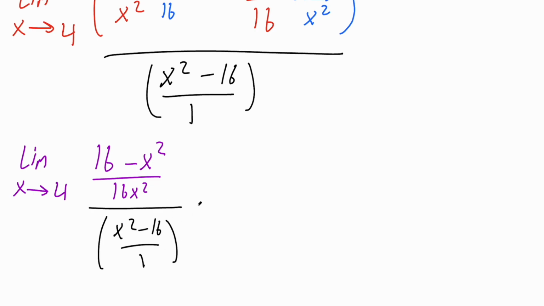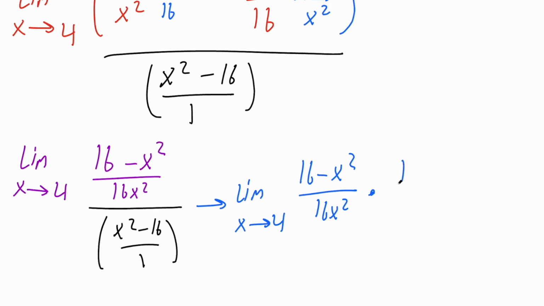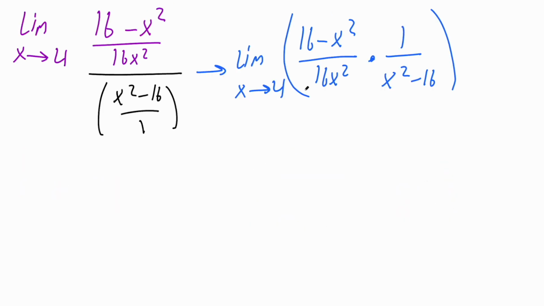And instead of dividing, what we could do instead is multiply, but flip this piece. I'll show you what I mean. We have the limit as x approaches 4, and for the top, we'll have 16 minus x squared divided by 16x squared. But instead of dividing by this piece, we can multiply. If we flip it, we'll have 1 divided by x squared minus 16. And then we could put a parentheses around it. Now, 16 minus x squared is different than x squared minus 16, but we could rearrange.